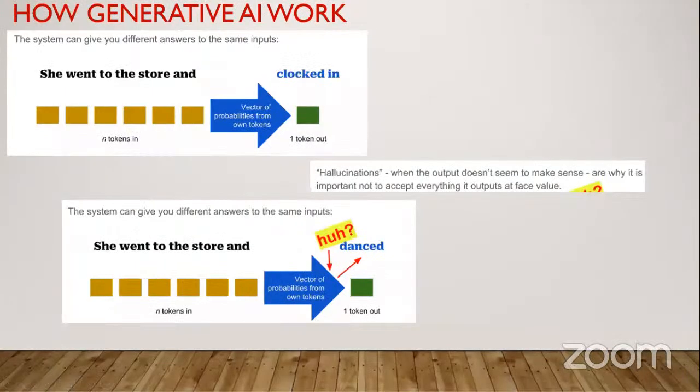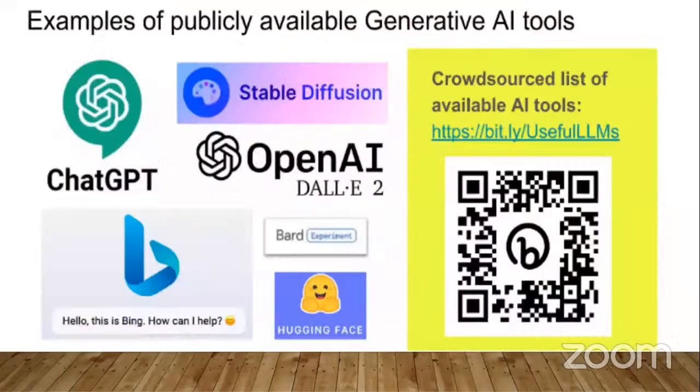So it can sometimes generate weird output also. She went to the store and clocked in, or something, danced. So that is also possible. That is called hallucination. I'll not go into detail.